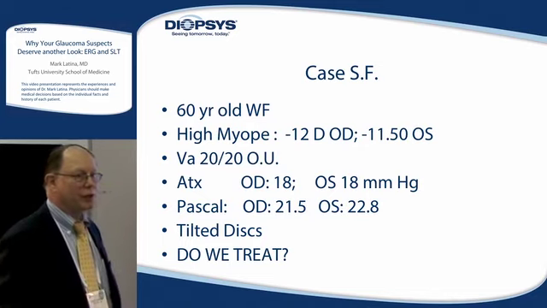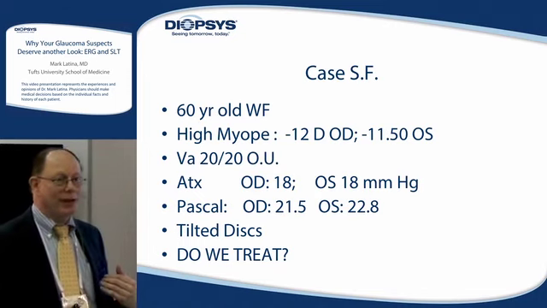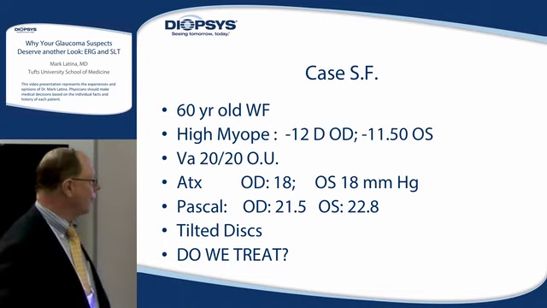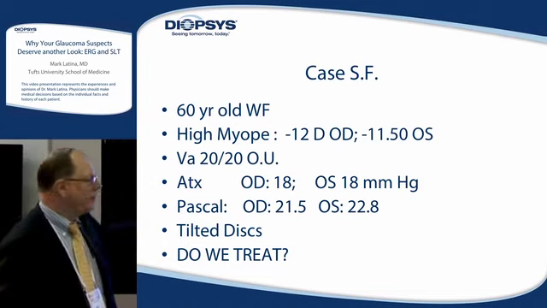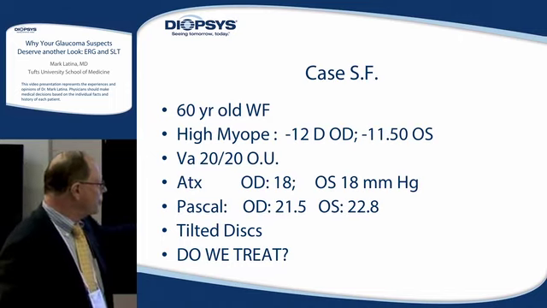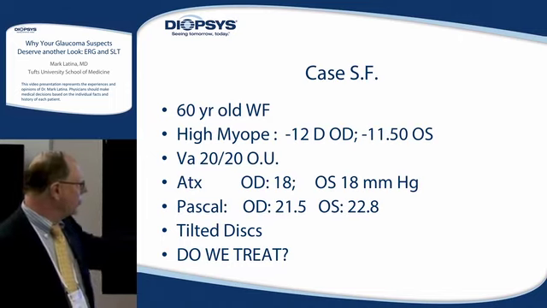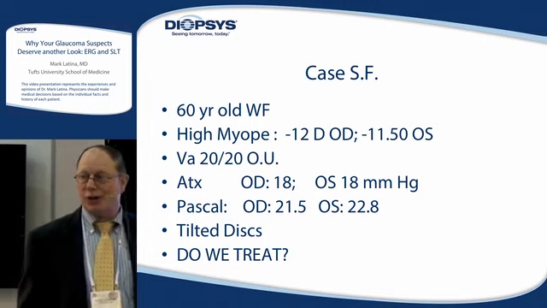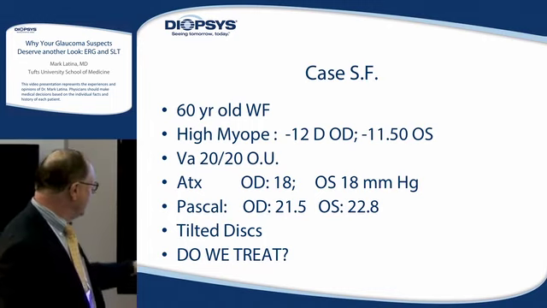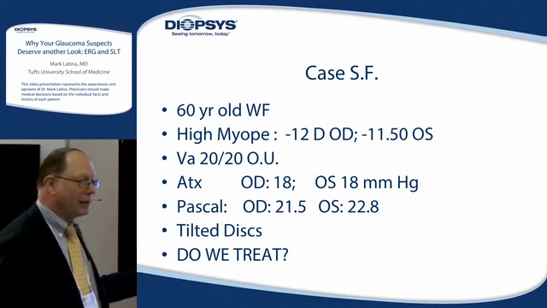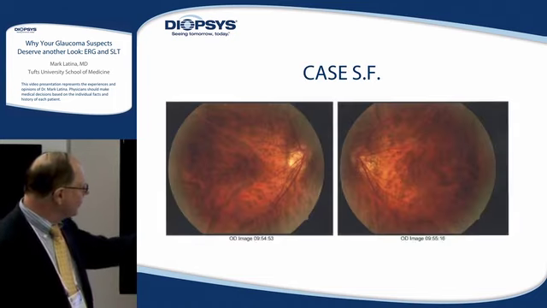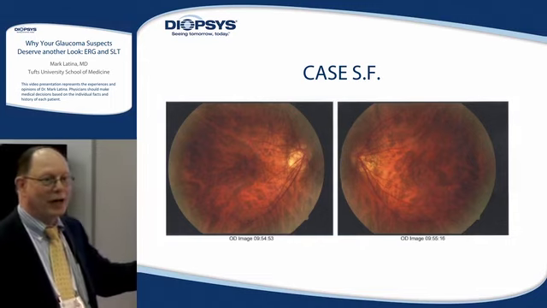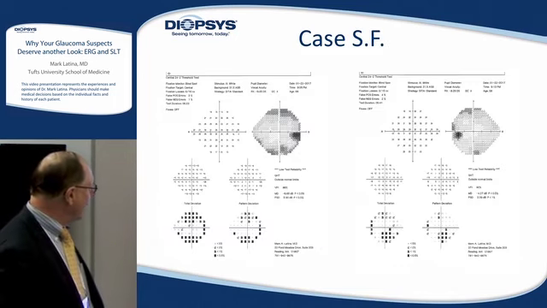This is another great case, I think, which is very helpful for us, because we get referred a lot of these patients who are high myopes. And this is a big problem because we see a lot of them. High myope, -12, -11.50, visual acuity 20/20, pressures 18 in each eye, Pascal pressures 21, 22.8, almost 23 millimeters of mercury. We don't like those kind of pressures, at least as a glaucoma specialist, in the high myopes. Tilted discs, okay, they sent it to me, what do we do? Here's their fundus. This is not a disc that you're going to even be able to evaluate by looking at the patient. And this is the field.